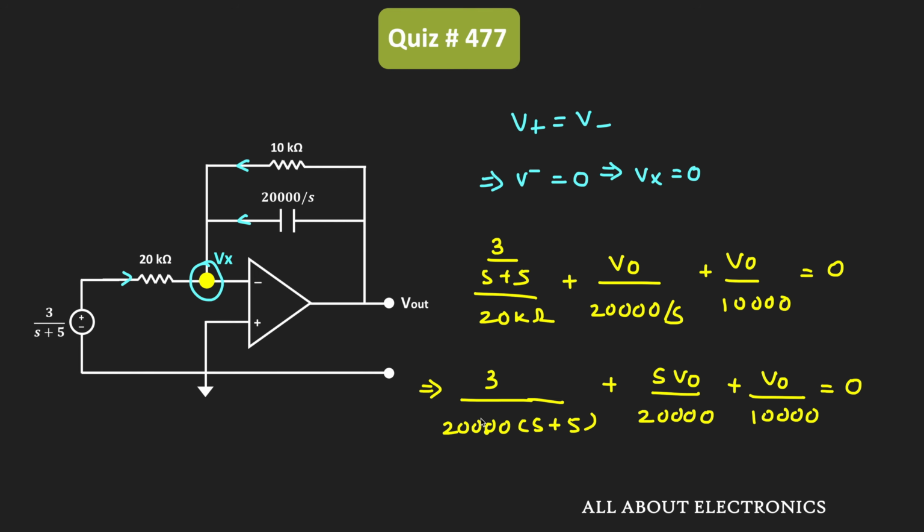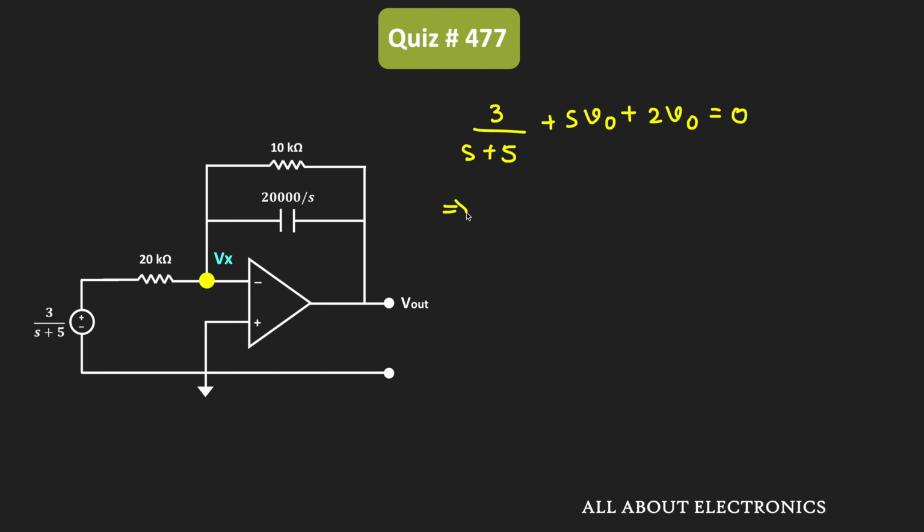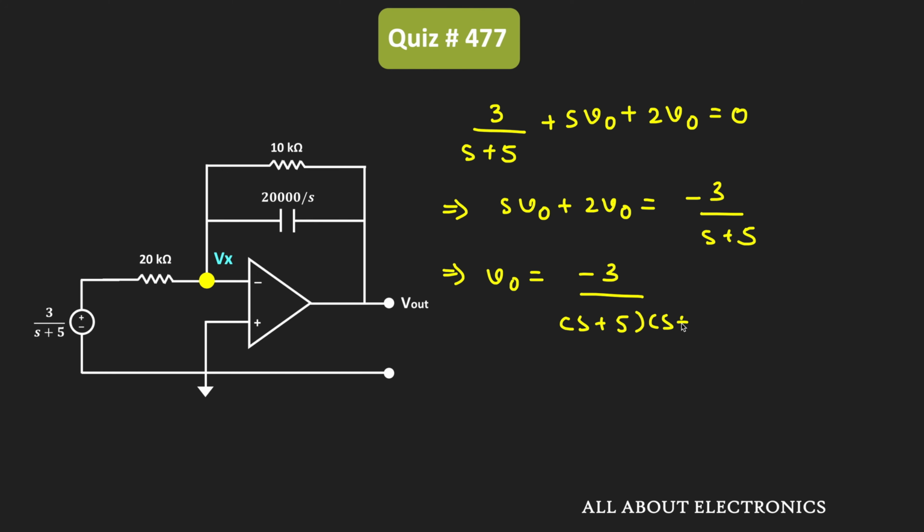Now if we multiply both sides by 20,000, we can write it as 3 divided by S plus 5, plus S times V out, plus 2 times V out, equal to 0. Further, we can write it as S times V out plus 2 times V out is equal to minus 3 divided by S plus 5. So we can say that V out is equal to minus 3 divided by S plus 5 times S plus 2. In this way, we got the expression of the output voltage in the S domain.